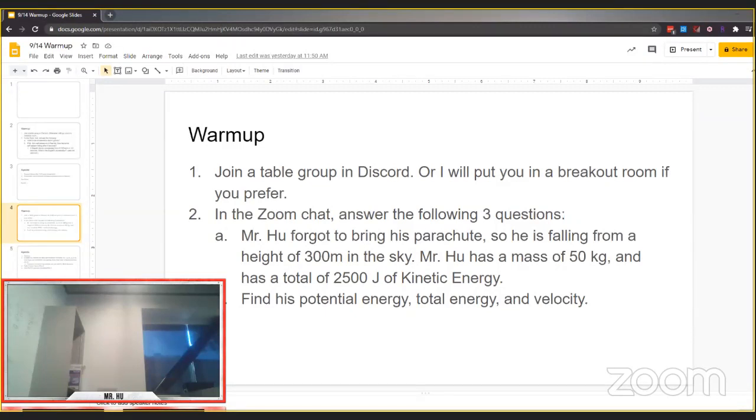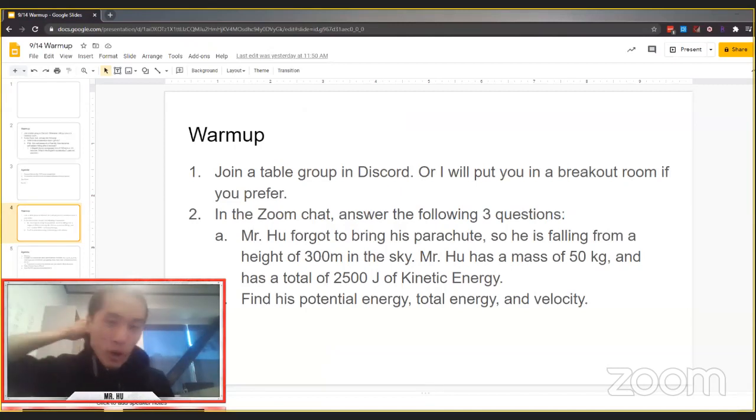So in the Zoom chat, I want you to type in what our mass is, what our height is, what our kinetic energy is, and what G is. Let's see if we can get some answers in. In the chat, write down the mass, our height, our kinetic energy, and gravity for this problem.